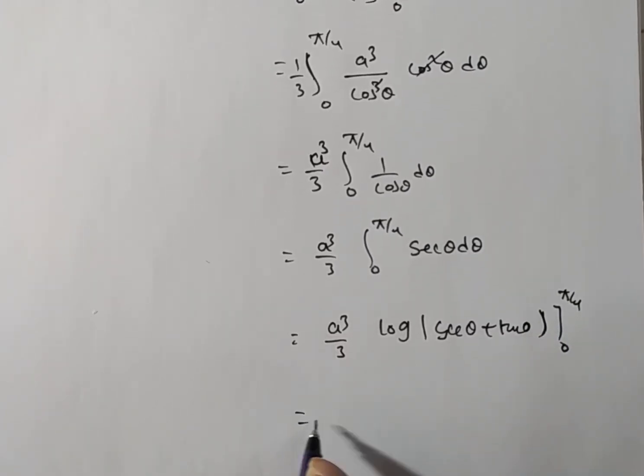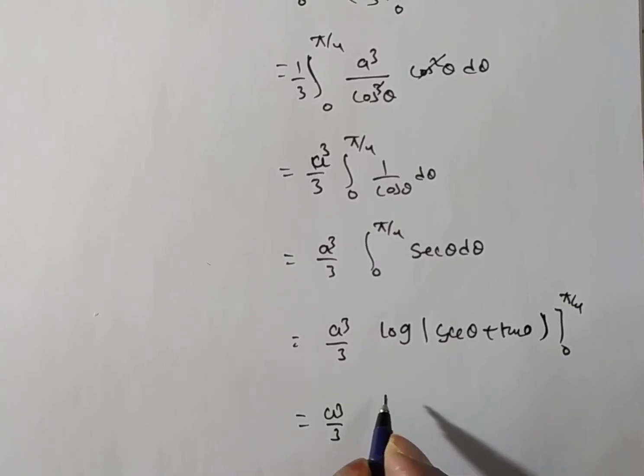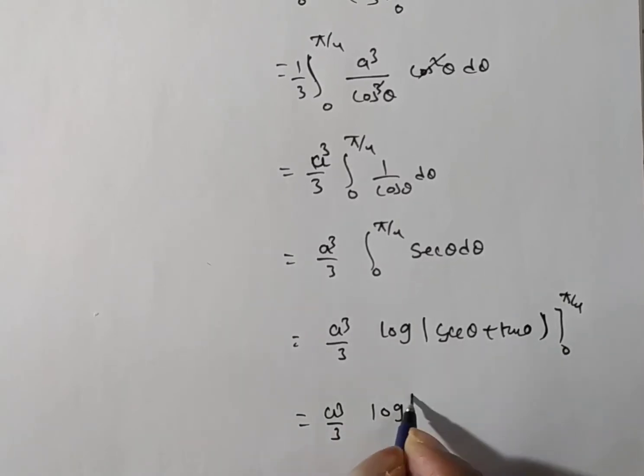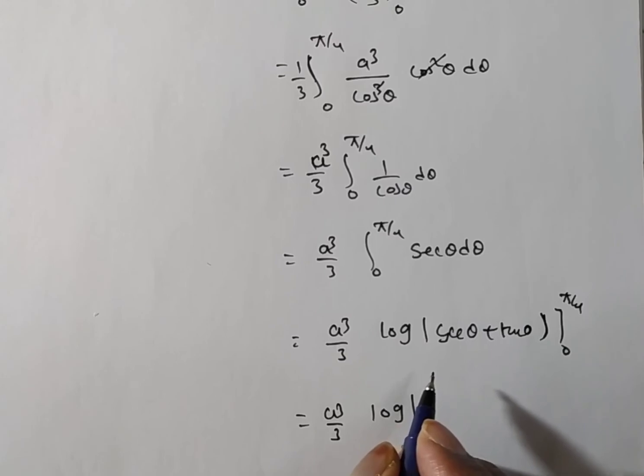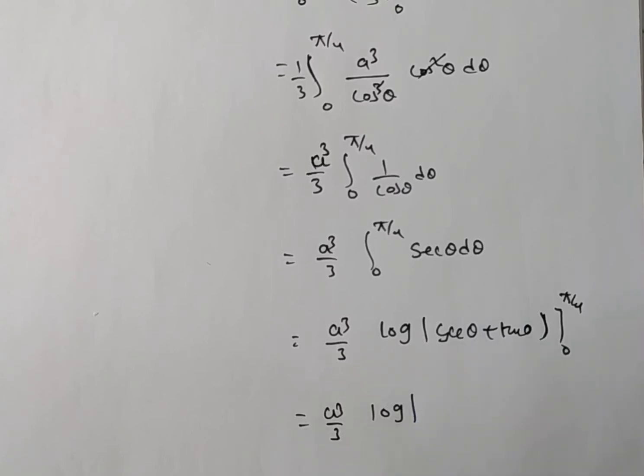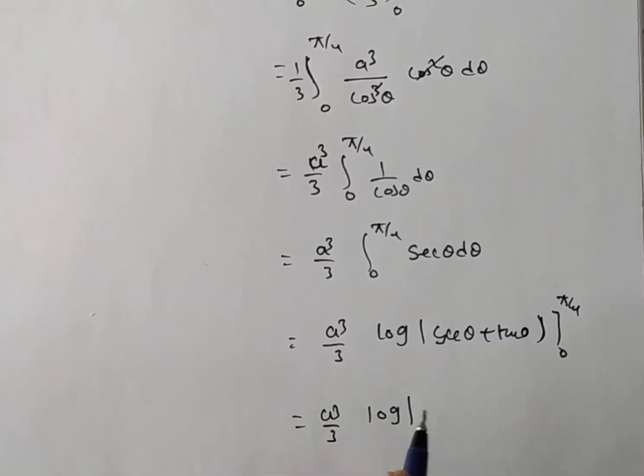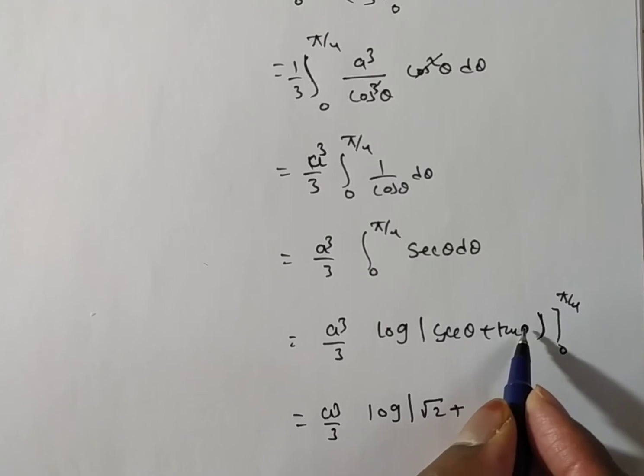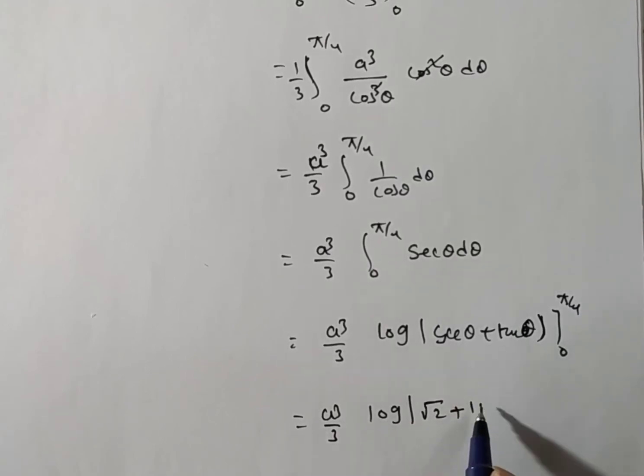So if you substitute the upper limit, this is first log of secant pi by 4. Secant pi by 4 is 1 by cos pi by 4. Cos pi by 4 is 1 by root 2. So secant pi by 4 is root 2 plus tan pi by 4. This is tan theta, friends. Tan pi by 4 is 1. So upper limit is over, minus lower limit.